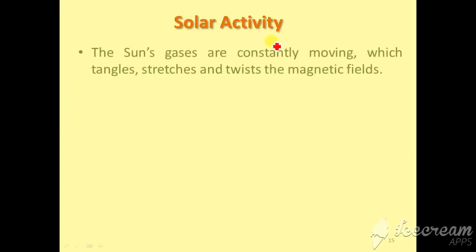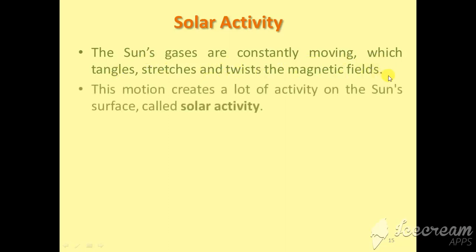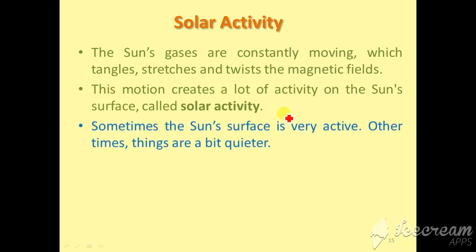Then what is known as solar activity? The sun's gases are constantly moving, constantly rotating, which tangles, stretches and twists the magnetic fields. We have already discussed this. This motion creates a lot of activity on the sun's surface called solar activity, like solar magnetic field, solar flare, solar wind.